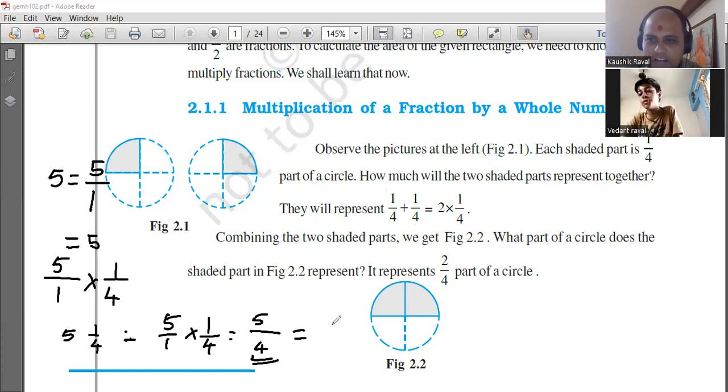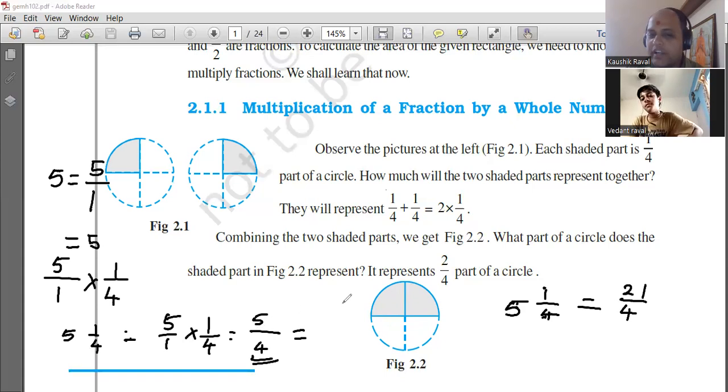5 and 1/4. No, then it will be completely incorrect. 5 1/4, this is what you are saying, right? 5 whole and a 1/4. What will be the improper fraction for this one? 5 fours are 20, plus 1, 21. So this will be 21 by 4, which is not correct.